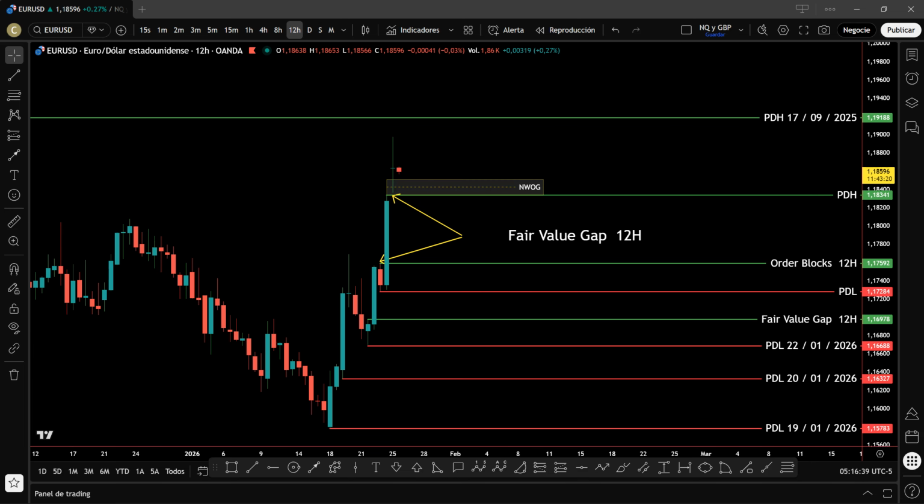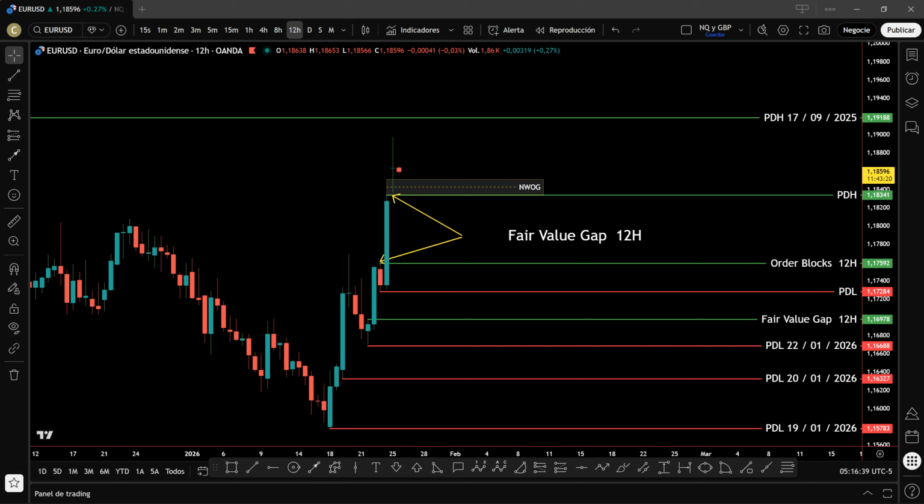In this detailed scenario, we are highlighting the 12-hour fair value gap with these yellow arrows. I want you to observe the size and the importance of this market inefficiency. It was created by a massive expansion candle that left a total liquidity void in its wake. By its very nature, price always seeks efficiency, so it is highly probable that it will return to test at least 50% of this gap, a concept known in institutional trading as consequent encroachment.